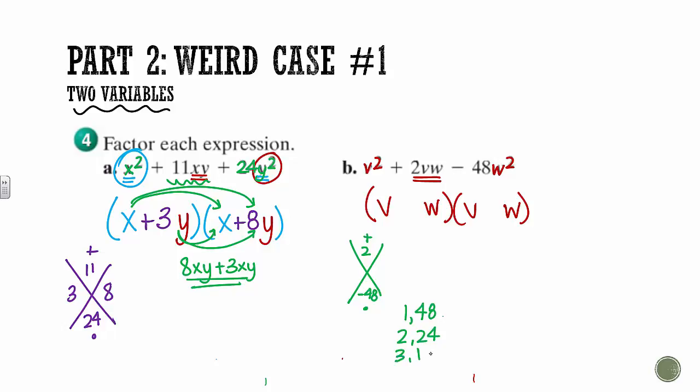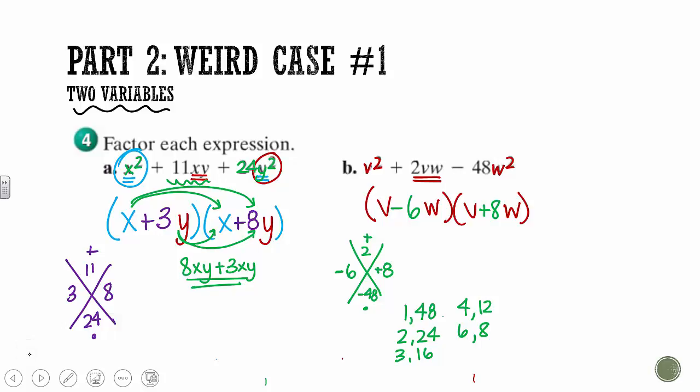So none of these are working. And I can go to 4 and 12, I can go 6 and 8. And those ones work. If I subtract 6 and 8, I get 2. Now because it's a positive 2, I want the 8 to be positive and the 6 to be negative. And then just like all the other ones we've done, it doesn't matter if you put the 6 first or the 8 first.